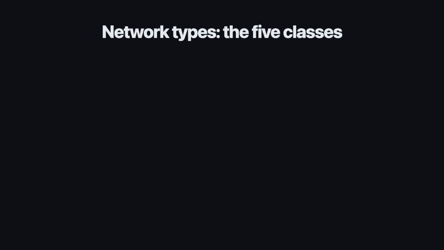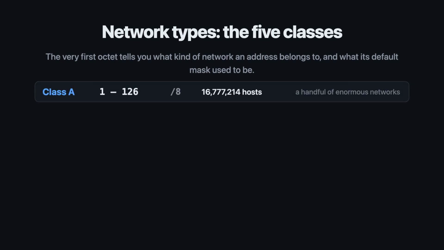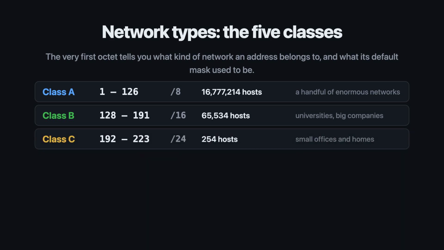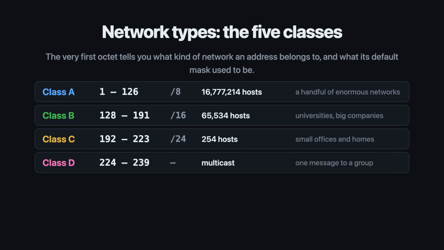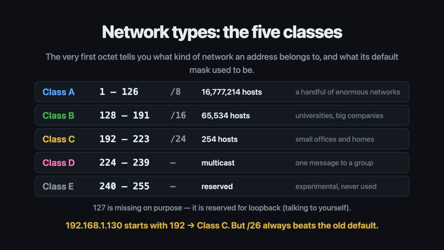It helps to know what kind of network you're looking at, and the first octet tells you. 1 to 126 is Class A. Only a few of these exist, and each one is enormous. 128 to 191 is Class B, sized for universities and big companies. 192 to 223 is Class C, the small networks you find in offices and homes. Class D is multicast, and Class E is reserved for experiments. 127 is missing because it's loopback, the address your computer uses to talk to itself. Our example starts with 192, so it's Class C. But the /26 we wrote always beats that old default.